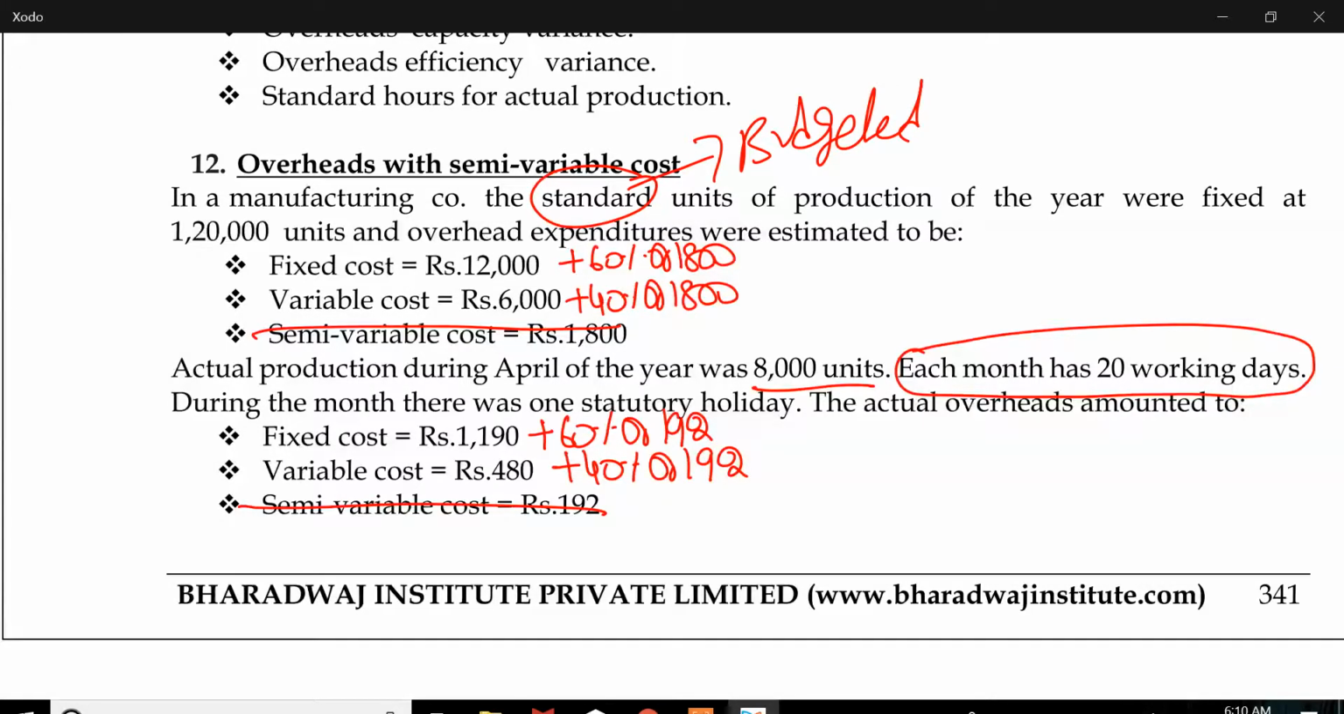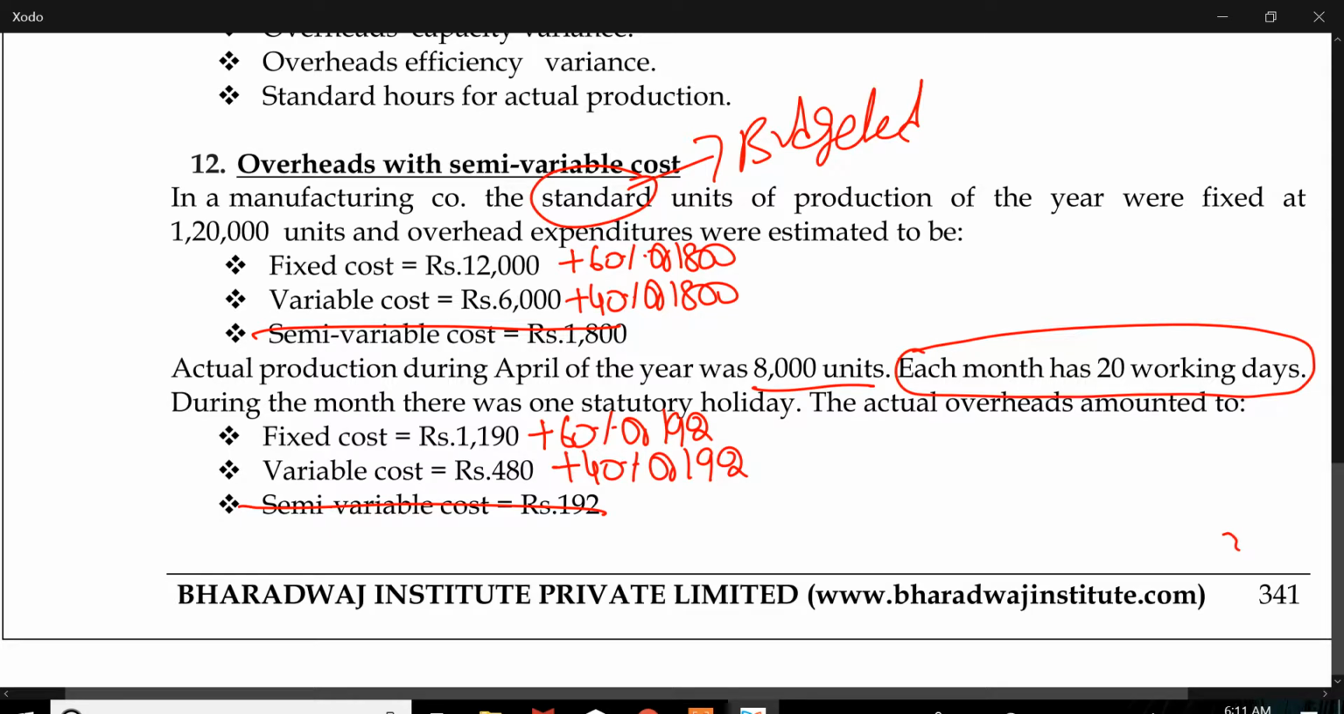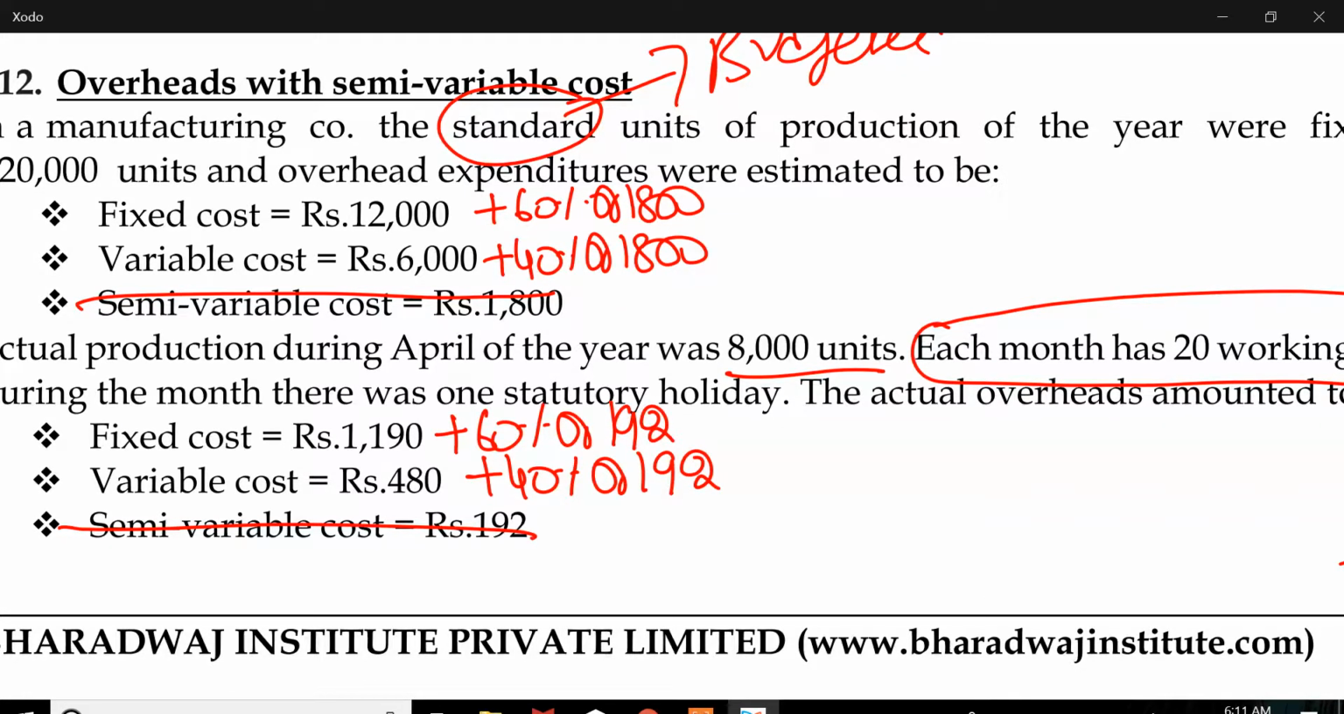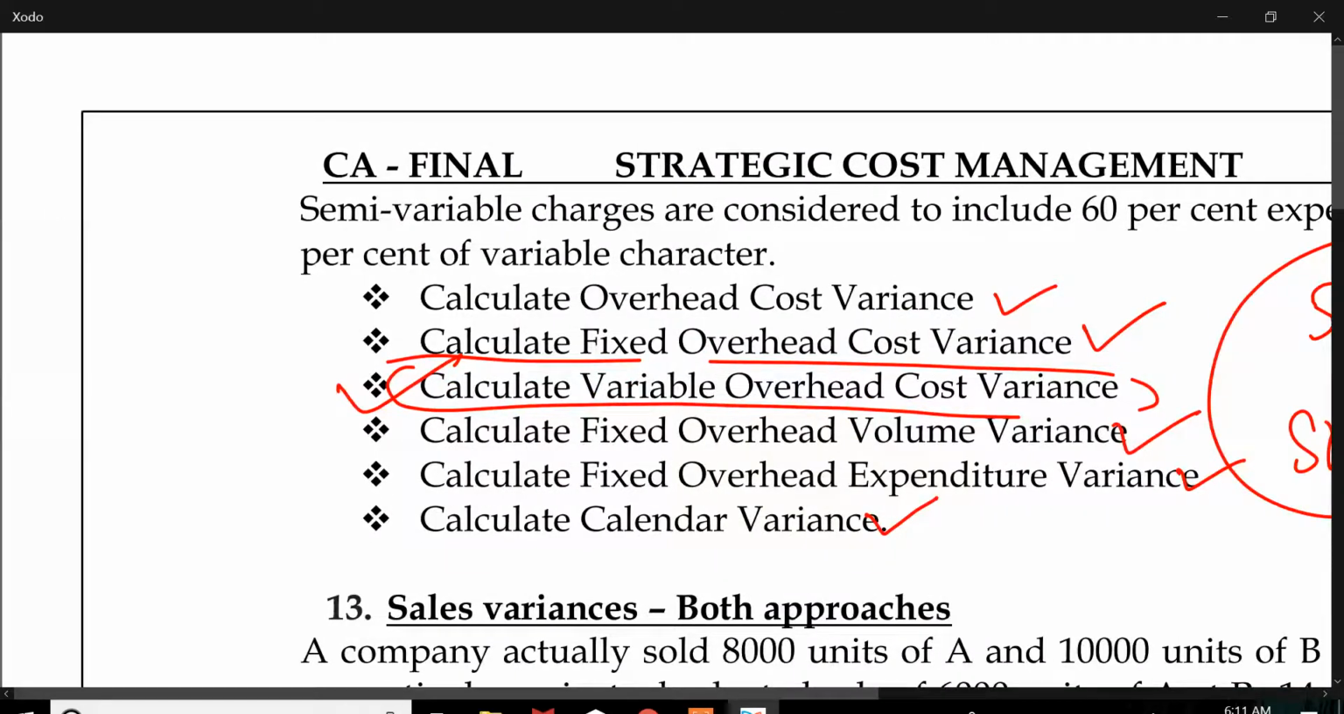Question number 12. We need to first eliminate the semi-variable cost from the equation. 60% of semi-variable cost will be added to fixed, and 40% will be added to variable.